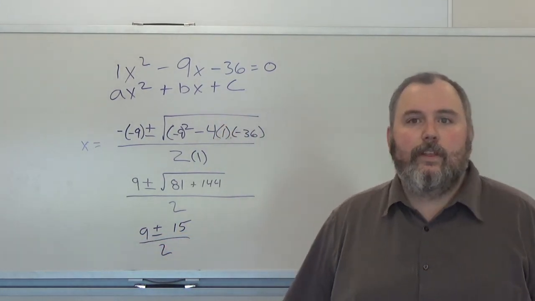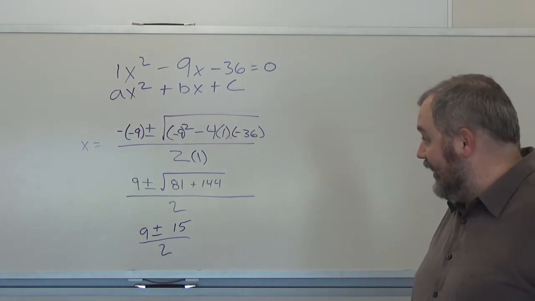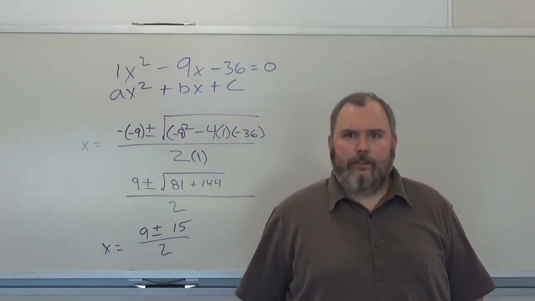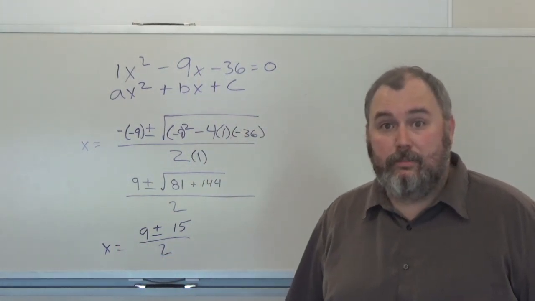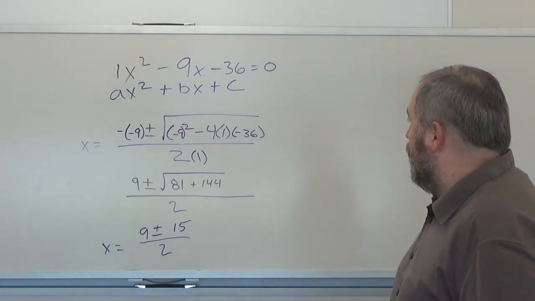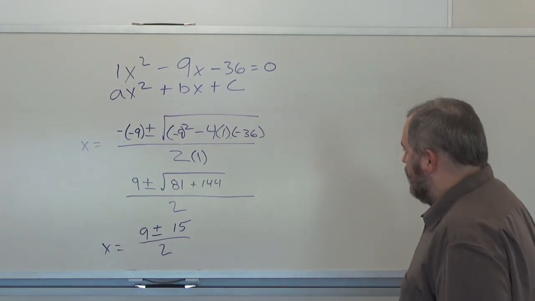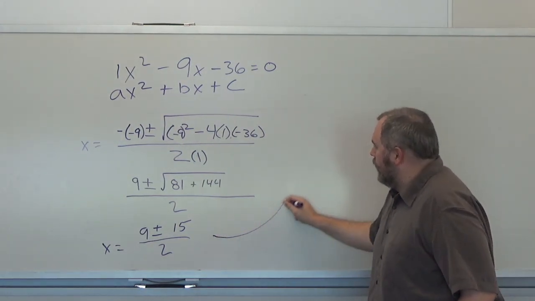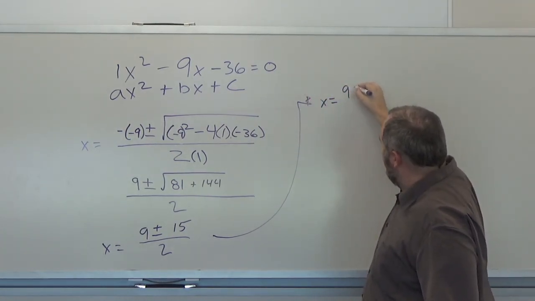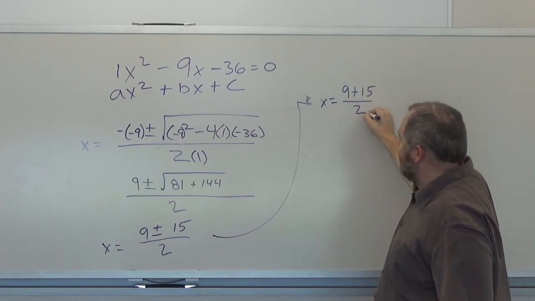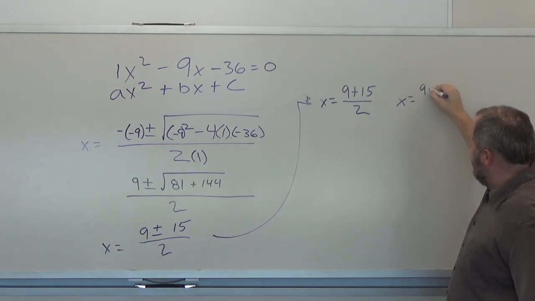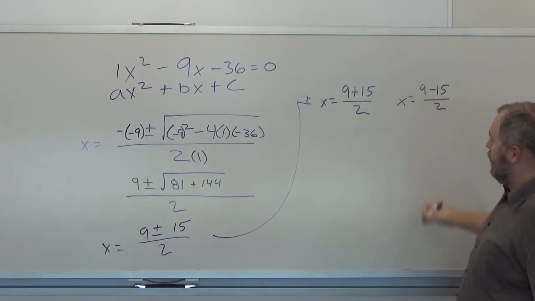All right, so we've done all this. So far our answer is x is equal to 9 plus or minus 15. So what does it mean by the plus or minus? Well, hopefully you can kind of get it. It means plus or minus, so we can get 2 answers. All right. So I'm going to rewrite this up here as this. X is equal to 9 plus 15 divided by 2, and also x is equal to 9 minus 15 divided by 2.